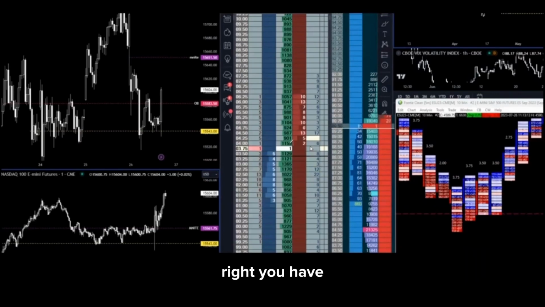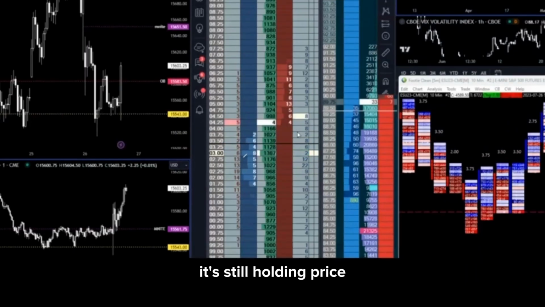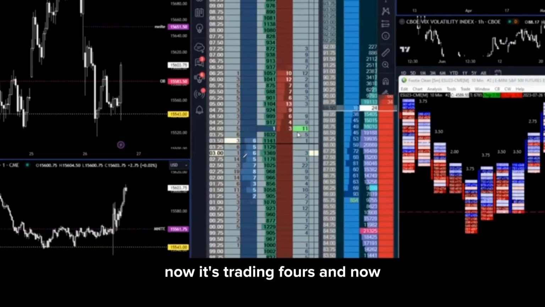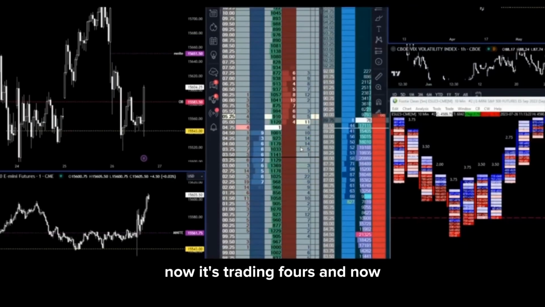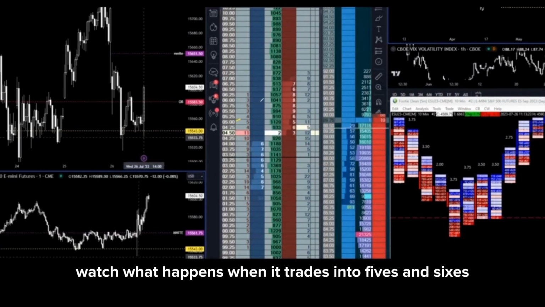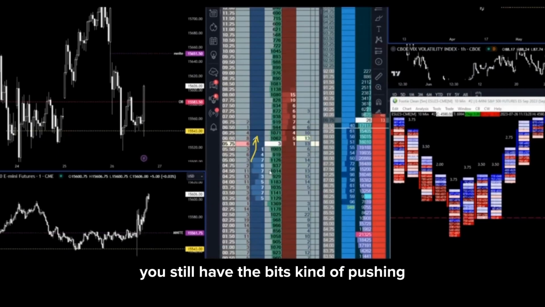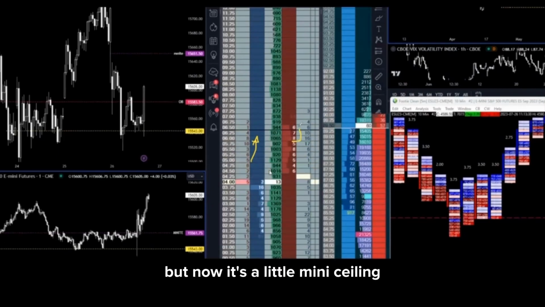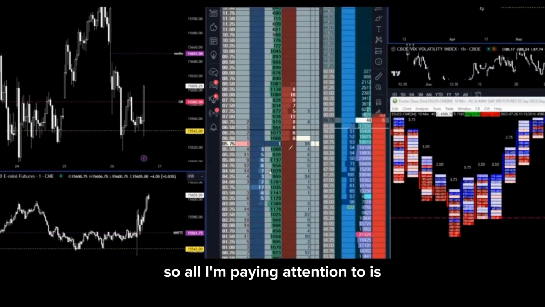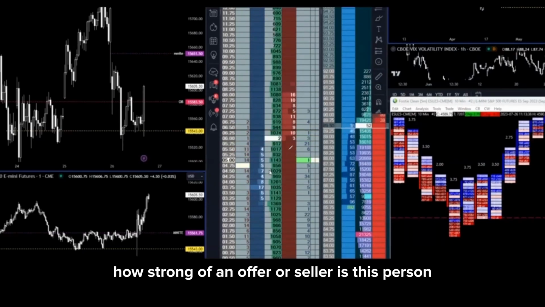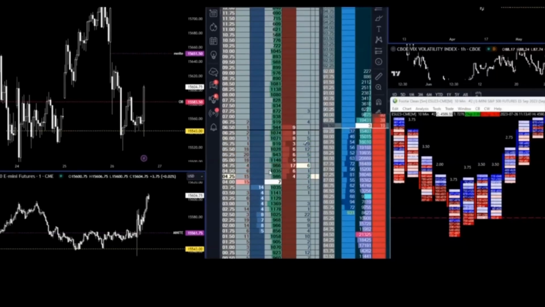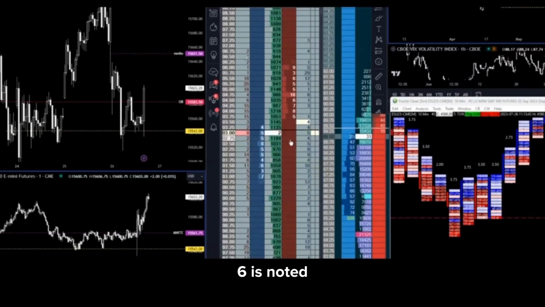And so far, so good, right? Every time it's getting pushed down, it's met with buyers, bids. It's still holding price. Threes are bid. Now it's trading fours. And now watch what happens when it trades into fives and sixes. It's kind of met with this mini roadblock, right? You still have the bids kind of pushing, but now there's a little mini ceiling met at sixes, right? All I'm paying attention to is how strong of an offer or seller this person is. So this is sixes, noted.